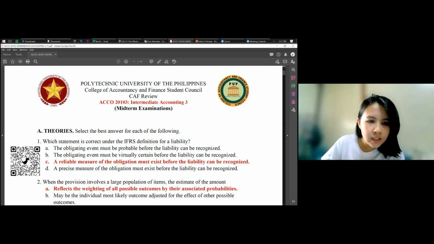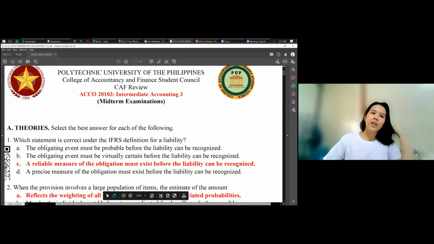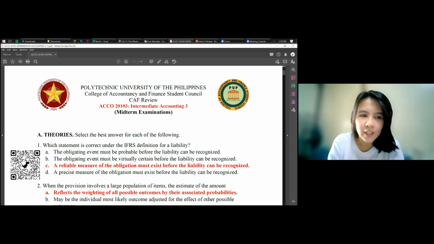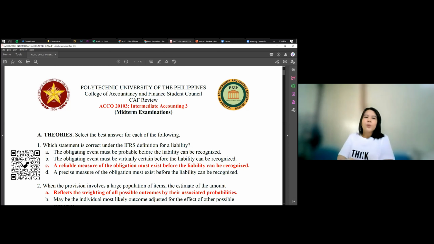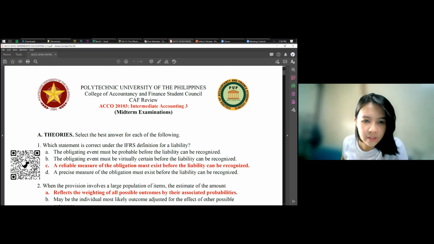First is, ayan, which statement is correct under the IFRS definition for a liability? So, ayan, in here, you will see a barcode. So, I will send it back to you, or I can just put the link. So, these are like reading resources if you would like to see the source kung bakit yun yung sagot. Okay, first answer is the obligating event must be probable before the liability can be recognized.